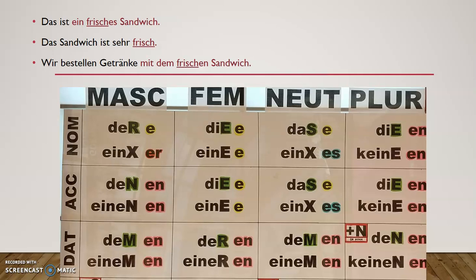We're ordering drinks with the fresh sandwich. We see that sandwich does come after our adjective, and this is part of a prepositional phrase, with the fresh sandwich. With is part of telling you about that fresh sandwich. So we know that it's dative because mit is a dative preposition. And we look at our dative and we look at our neuter and we see that we're in this box here. And it's "with the fresh sandwich," not "with a." So it's mit dem. And then we see our ending on frisch is en, frischen Sandwich.